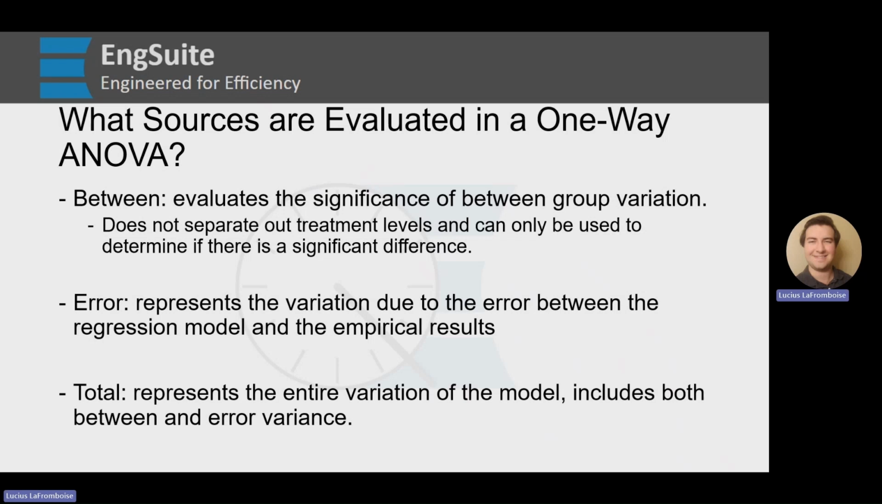And total just represents the entire variation of the model. That includes both the between and the error variance to give you a good idea of how much variance is in this entire experiment.